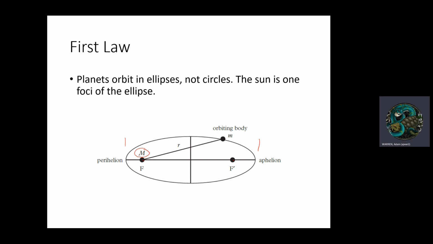So what we need to remember is this. The planets orbit in ellipses, not circles, and the sun is one focus of the ellipse. You must remember that second part as well, that the sun is at one of the foci. If you just stated the first part, you wouldn't get a mark for this. You have to state both of them if a question was asking you to write the three laws of Kepler.